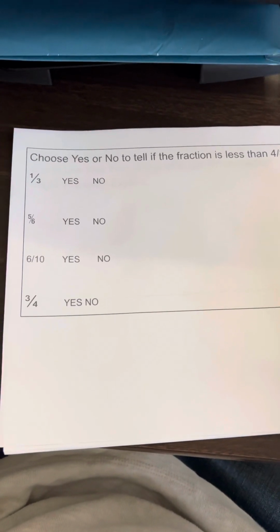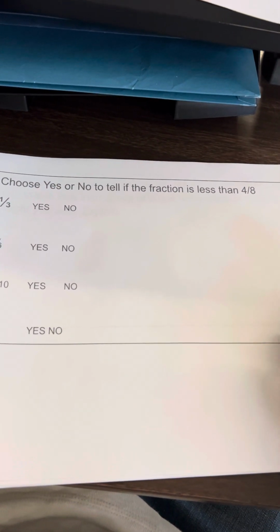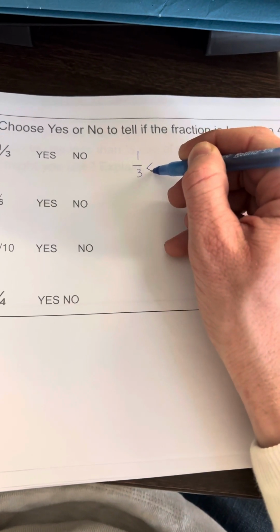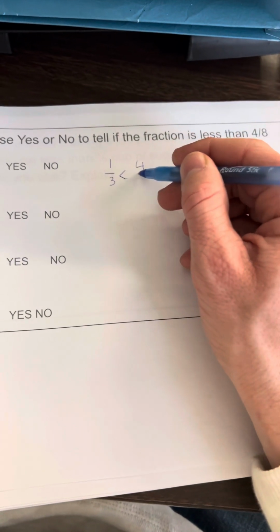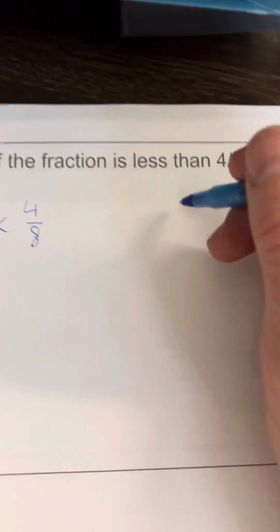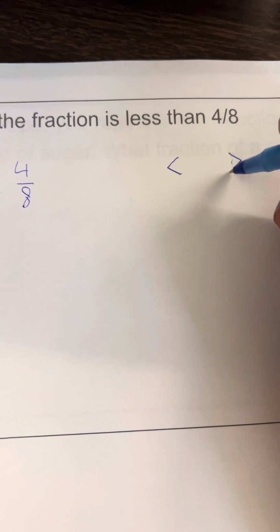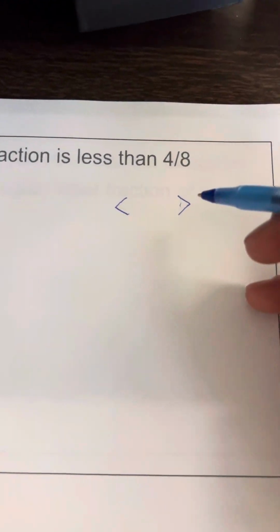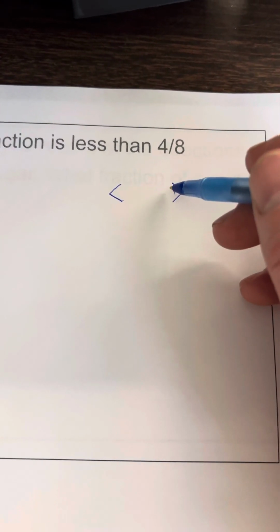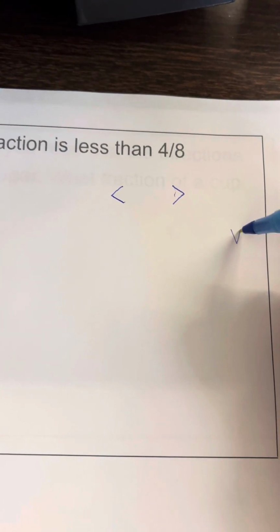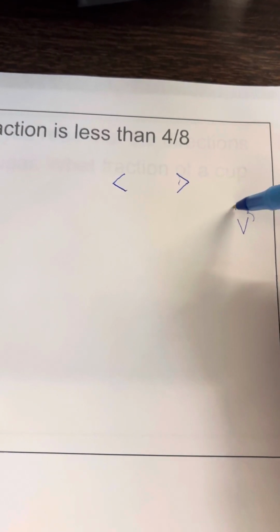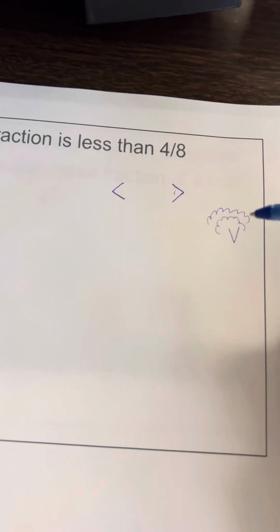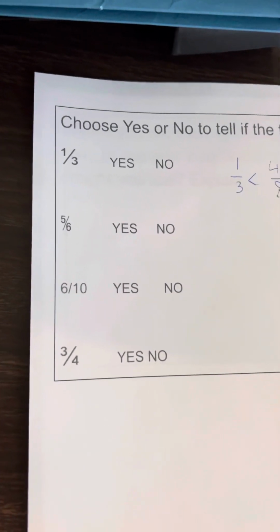Video 2, choose yes or no to tell if the fraction is less than 4/8. So I'm going to check, is 1/3 less than 4/8? It's so important for you to know that this means less than and this means greater than, right? The trick I like to remember is that the bigger number always goes on the open side. I remember it because I think of ice cream cones, and I always want the bigger amount on the open side of the cone. That's just a little trick I use.